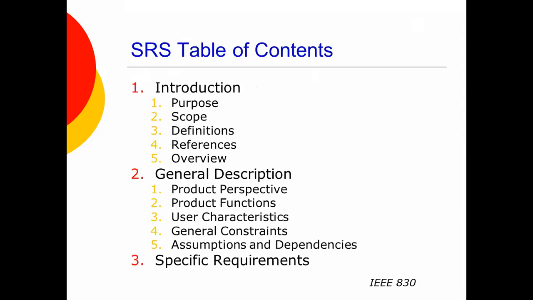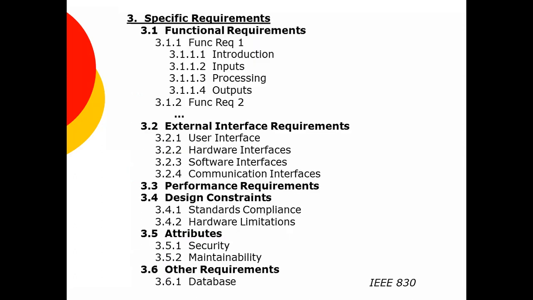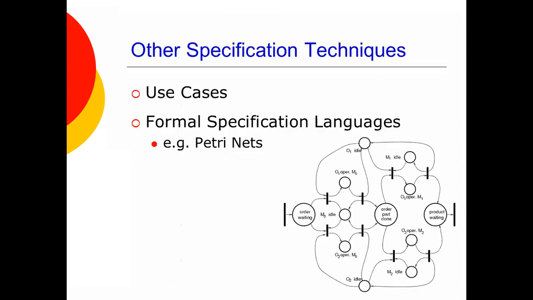SRS table of contents here. So this is the table of contents: introduction, purpose, scope, definitions, references, general description, product perspective, product functions, user characteristics, general constraints, assumptions and dependencies, specific requirements. Under specific requirements, we will study functional requirements. What are functional requirements? And after that, under the SRS, we will also study external interface requirements, performance requirements, design constraints, attributes, other requirements. Other specification techniques you can see are use cases and formal specification languages.